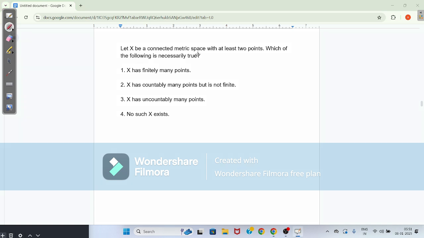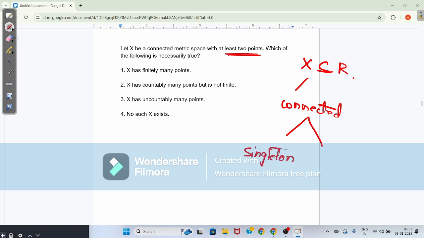Now given X be a connected metric space with at least 2 points, which of the following is necessarily true? So X belongs to R. This is a connected metric space which has been given here. So when it is connected, it is a singleton point or an interval. Here, at least 2 points means this is not a singleton point, so it has an interval here. So in between this interval, we have uncountably many points. So uncountably many points it has.